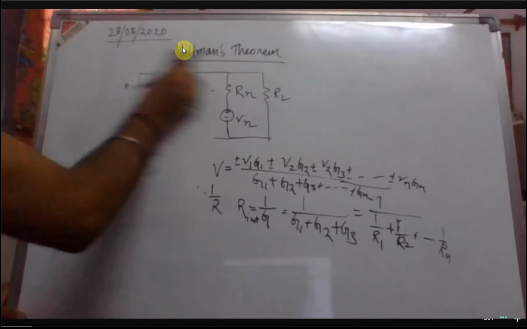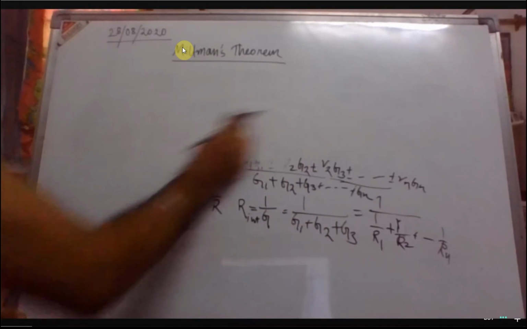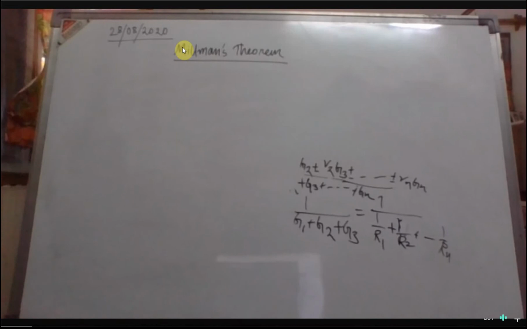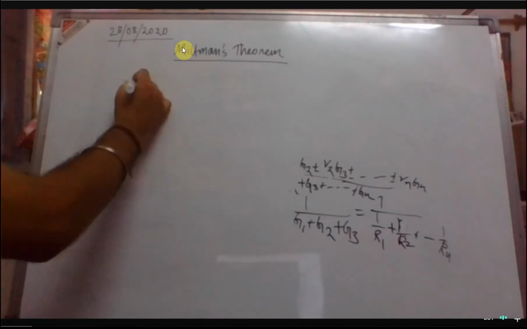Then, if we have a current source in place of the voltage source, the theorem is also applicable. If we have current sources in parallel, then we can also apply this theorem, but the procedure will be slightly different. Suppose we have a circuit like this.